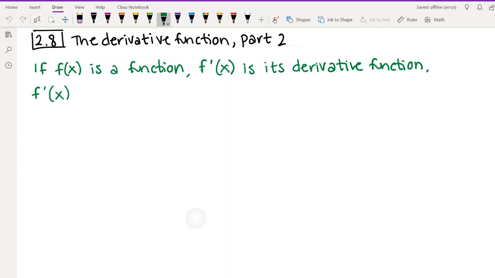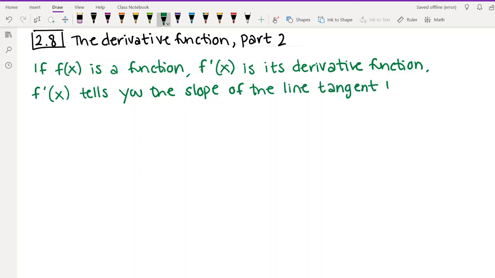So f prime of x tells you the slope of the line tangent to f of x. And then maybe just to phrase this another way, because we didn't really use this word in the last few videos, but it's still something that you should be aware of. The slope of the line tangent to f of x, another way of saying that is the instantaneous rate of change. So I just want to write that down as well.